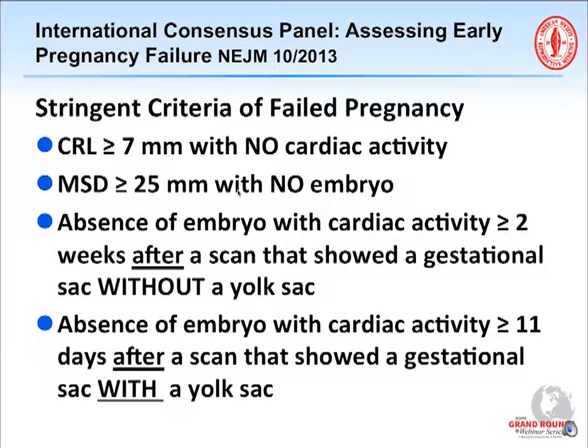There was a consensus panel that I was fortunate enough to be included with, which published in the New England Journal of Medicine. It was an international panel, and they now have the threshold crown rump length greater than or equal to 7 with no cardiac activity, mean sac diameter greater than 25 with no embryo. In addition, if you have no embryo with cardiac activity 2 weeks after a scan that had a sac, but there was no yolk sac, or 11 days after a scan that had a sac with a yolk sac, but now there's no embryo, these are criteria for failed pregnancy.